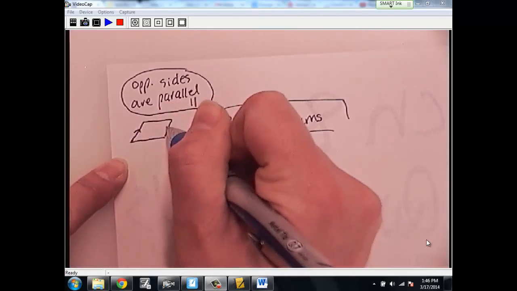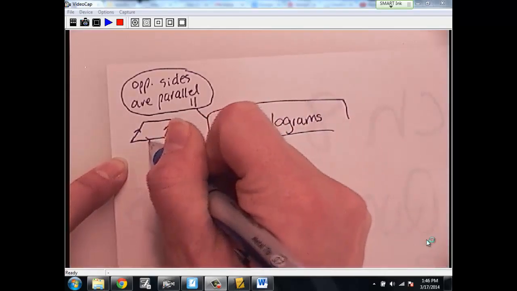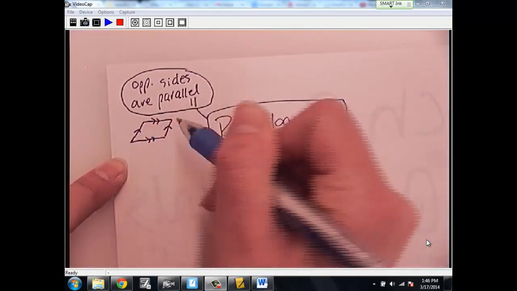It's like this side is parallel to that one, and we use the arrows. And then this side is parallel to that side, and I use two arrows just to show that those two are parallel and those two are the ones that are, like I said, parallel to each other.